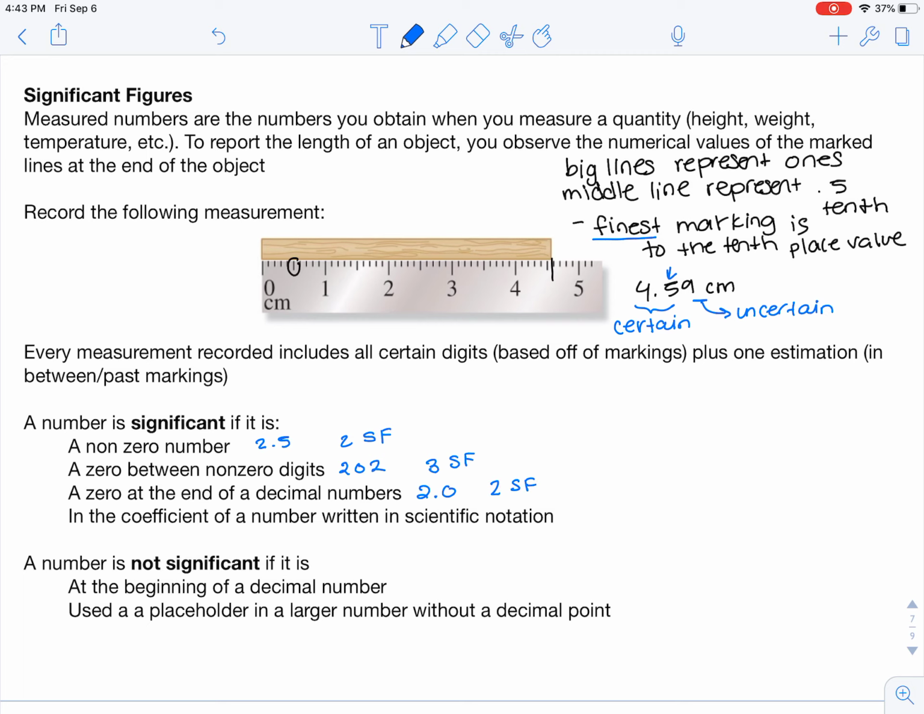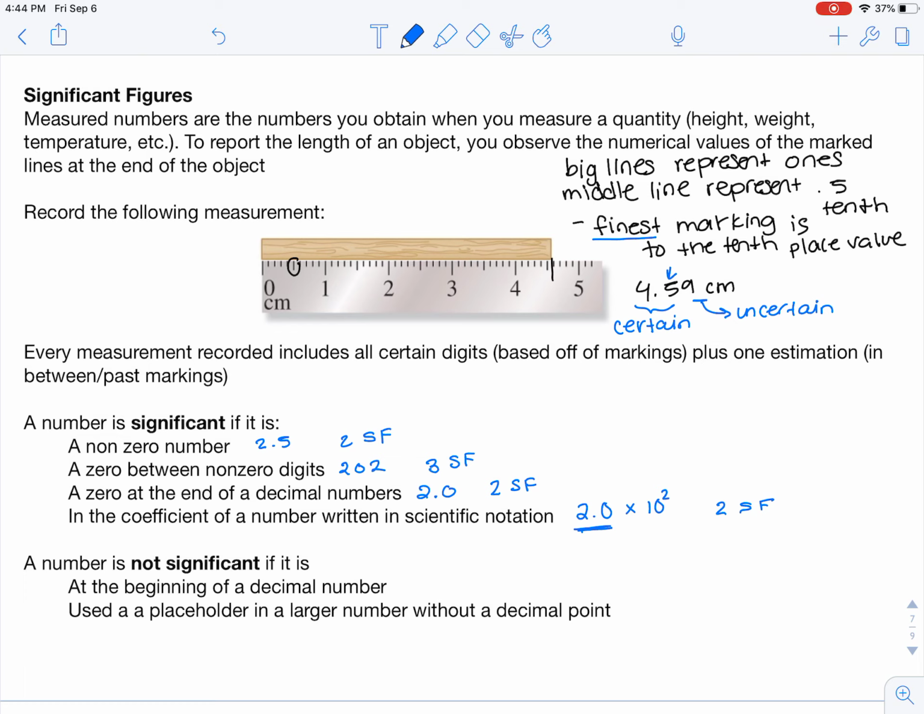And the coefficient of a number written in scientific notation. So if I had written 2.0 times 10 to the second, the 10 to the second is ignored. That's not part of the significant figures. What comes in front of it is. So you look at just the number in front, the coefficient, and you see 2.0. You have 2 significant figures.